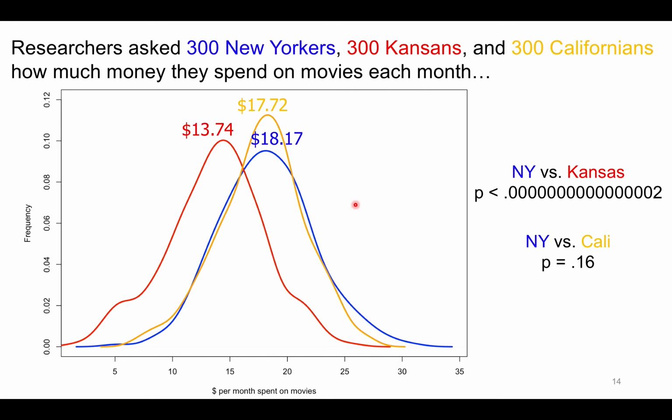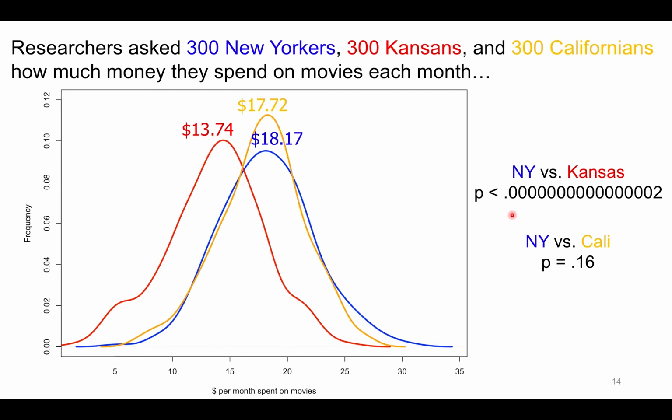I just wanted to close with another example to show how sample size can influence the results of a t-test. Here we have data on how much money people spend on movies per month, and we're looking to see how it differs for New Yorkers, people from Kansas, and people from California. What you can notice right away is that people from California and people from New York seem to spend about the same amount on movies. Looking at this visually, the averages are $17.72 for California and $18.17 for New York, which are similar, but people from Kansas seem to spend considerably less on movies, $13.74 on average.